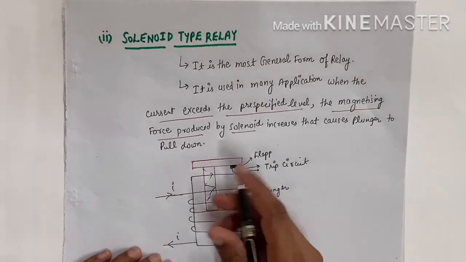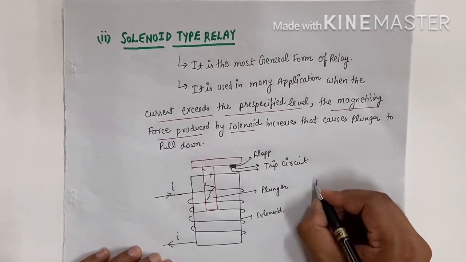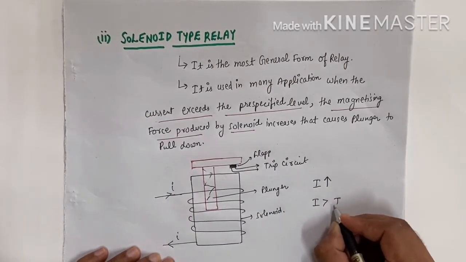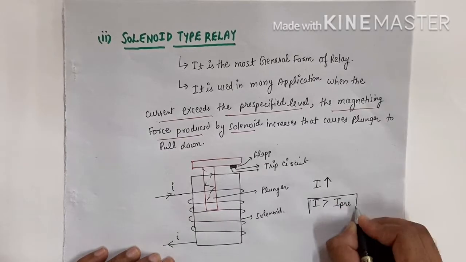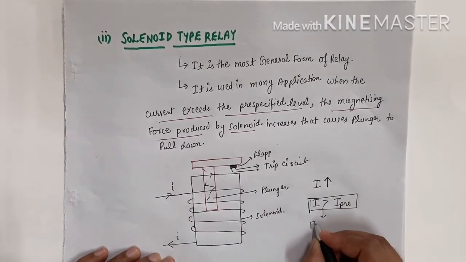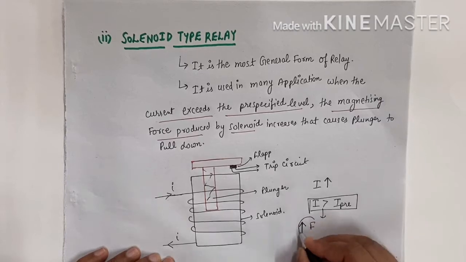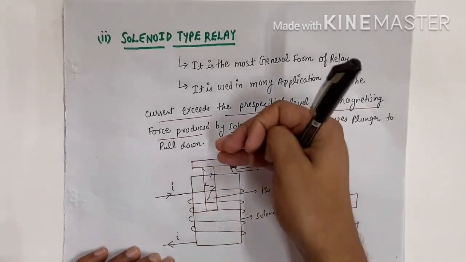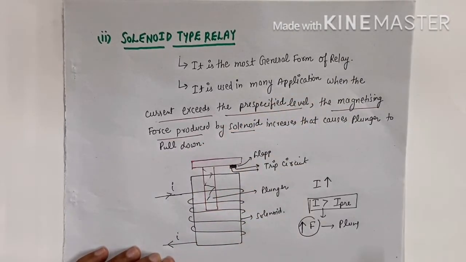If the current is more than the pre-specified value, then the magnetizing force increases. That magnetizing force moves the plunger down. When the plunger is down, the flap will close the circuit and it will trip the circuit. So in this way the solenoid type relay works.